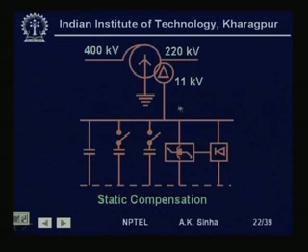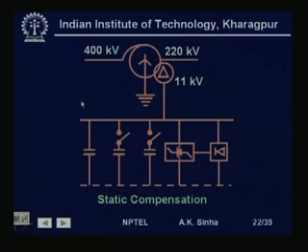Now, what does this shunt compensating equipment consist of? Normally, at the receiving end, the transformer will be a 3-winding transformer, and the tertiary winding is normally a delta connected winding. So, suppose we have a 400 kV to 220 kV transformer and its tertiary is 11 kV.